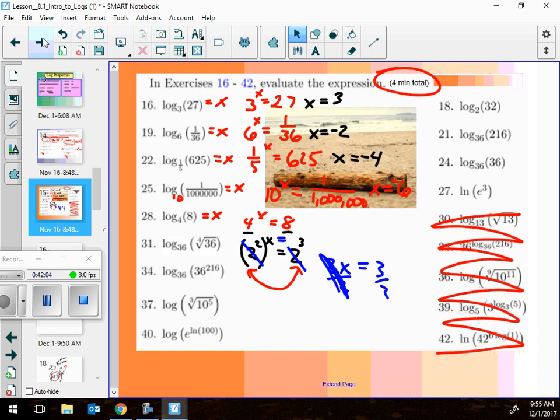I know it was kind of intense, but logs are critical. They are something you're really going to want to know when you hit calculus. They do occur in the real world. Logs don't occur, but we can use logs to describe math equations for real life situations. This is good stuff.